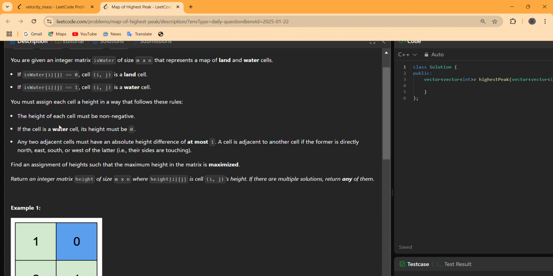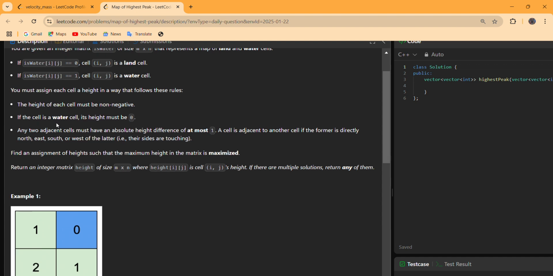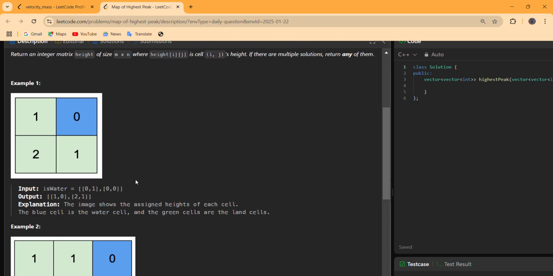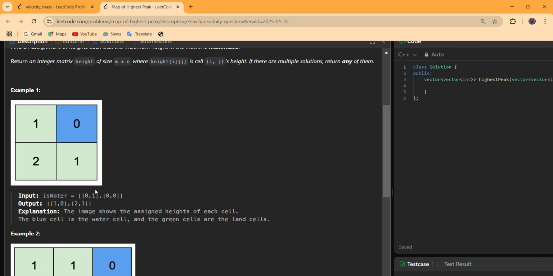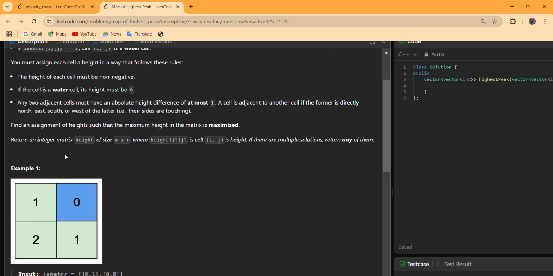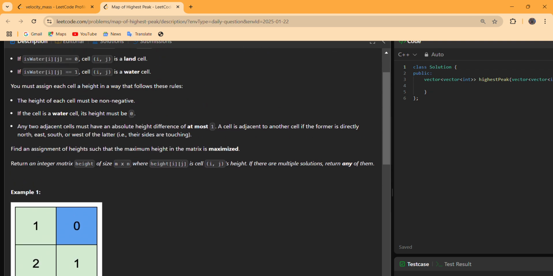The height of each cell must be non-negative. If the cell is water, its height must be 0. Means if there is any input cell which contains 1, that will always be 0 in the output matrix. Any two adjacent cells must have an absolute height difference of at most 1.